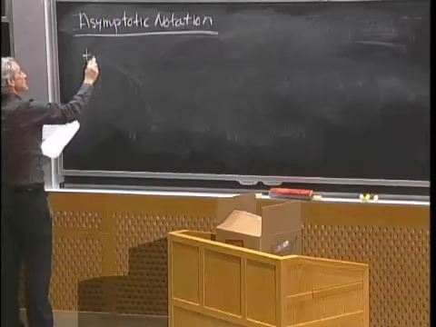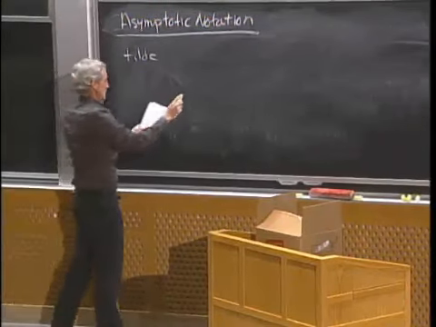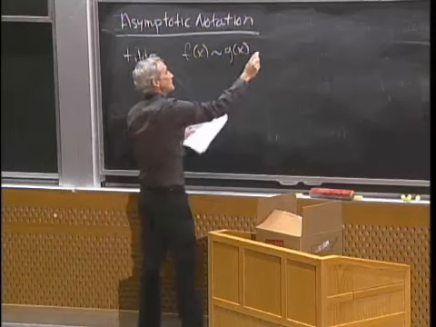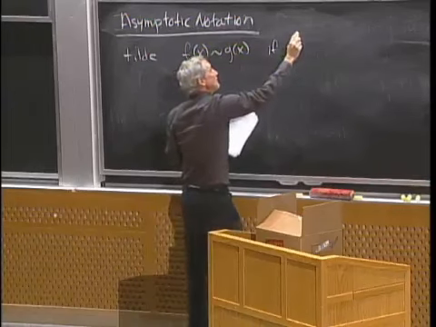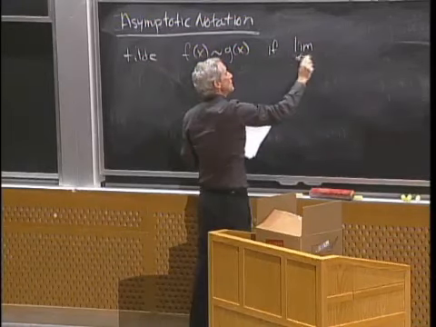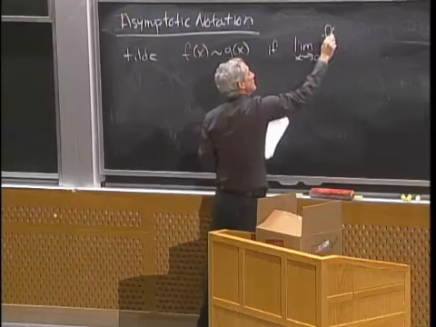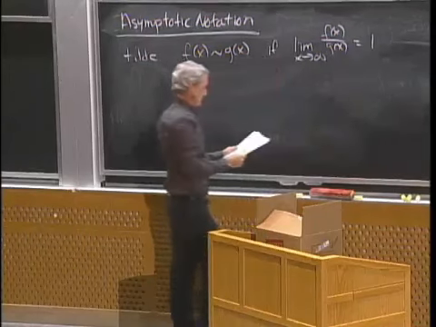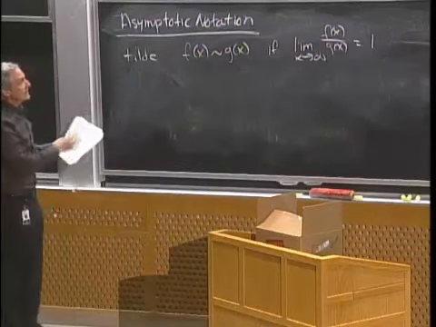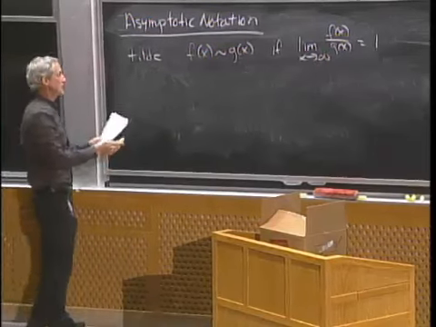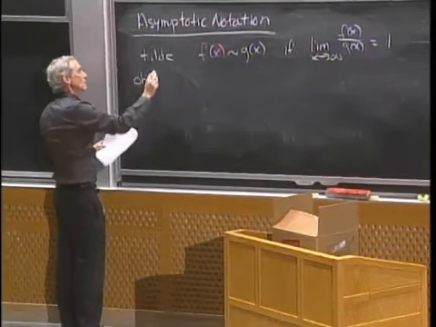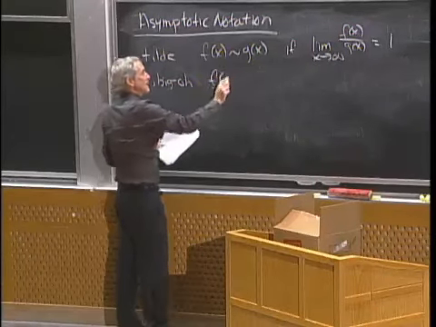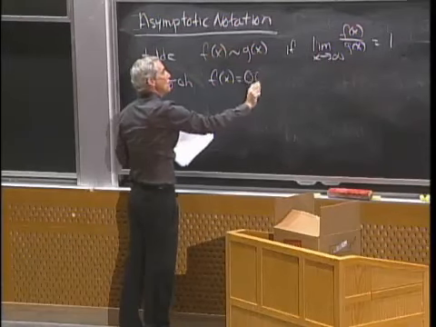So for example, we had the tilde notation, and we wrote f of x is tilde g of x if the limit as x goes to infinity of f over g is 1. Now, the next one and most commonly used one in computer science is called the O notation, or the big O. And it's written like this: f of x equals O of g of x.